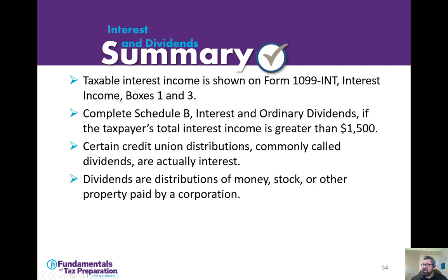Okay, and it talks about the 1099-INT form. The interest is in boxes 1 and 3. Schedule B is here, but that's not anything we need to really worry about aside from this assessment: that it's greater than $1,500 or it's foreign sourced.